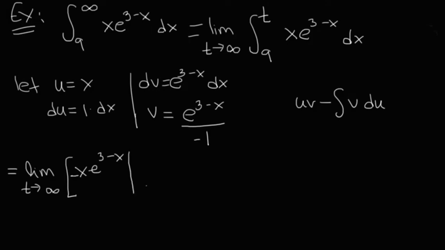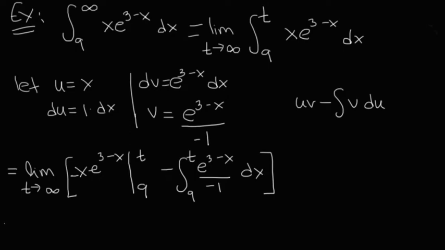Remember that I'm evaluating from 9 to t. You don't want to forget the evaluation sign. And then minus the integral of v du. So I'll get e to the 3 minus x all over negative 1, and then times my dx. Again, this negative 1 will cancel with this negative 1 in the middle, but I'm going to do that in the next step, and then we just have to not forget our 9 and t.